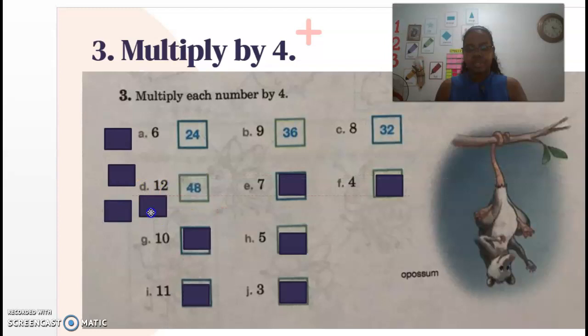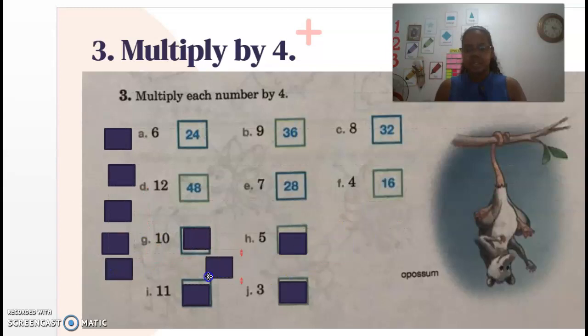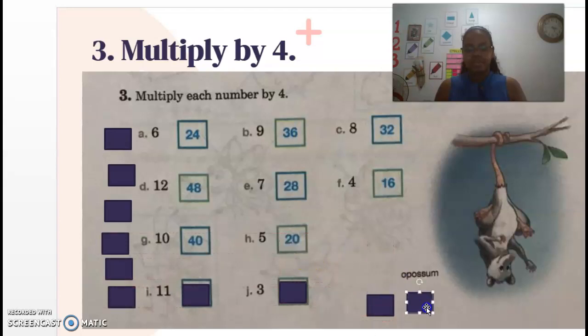Then on letter D, we have 48. On letter E, we have 28. On letter F, we have 16. On letter G, we have 40. On letter H, we have 20. Letter I, we have 44. On letter J, we have 12.